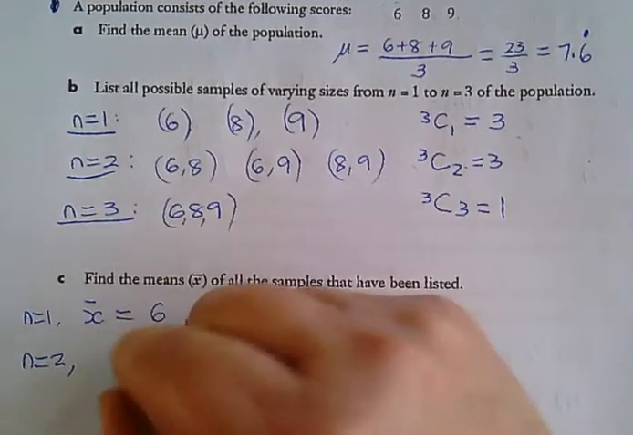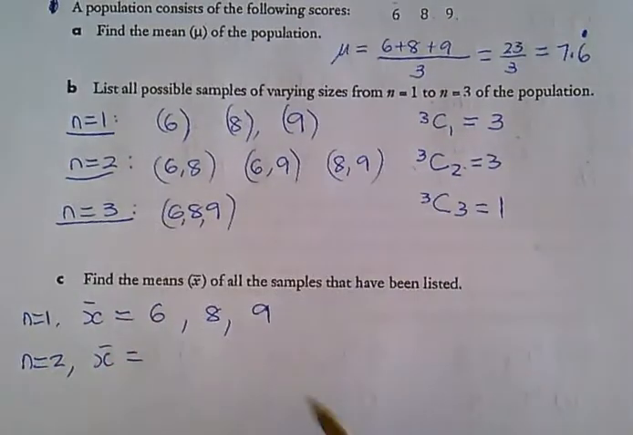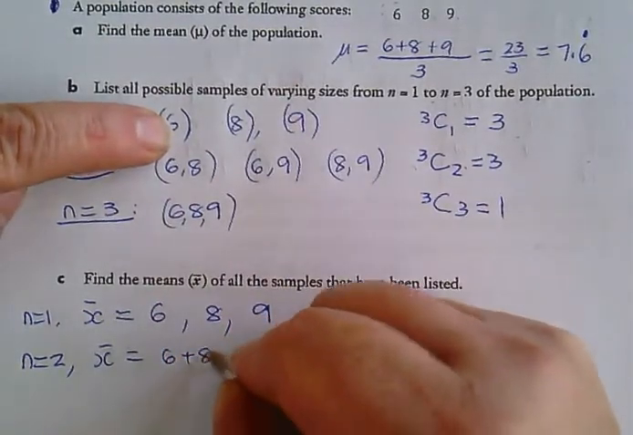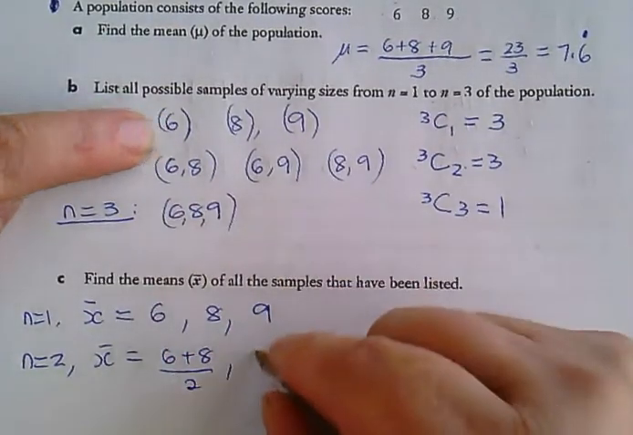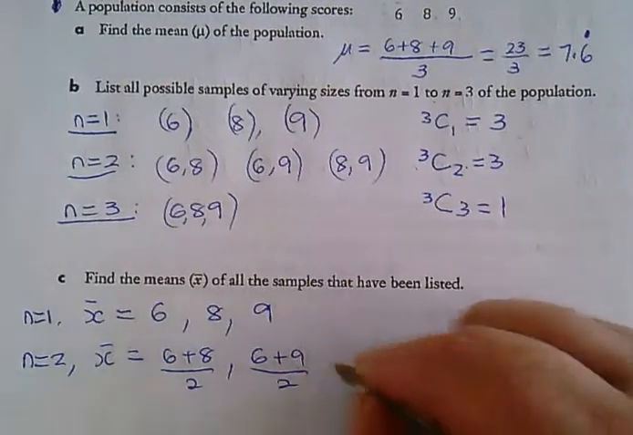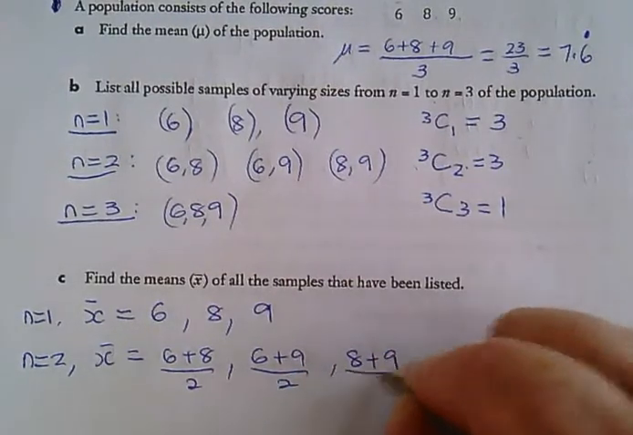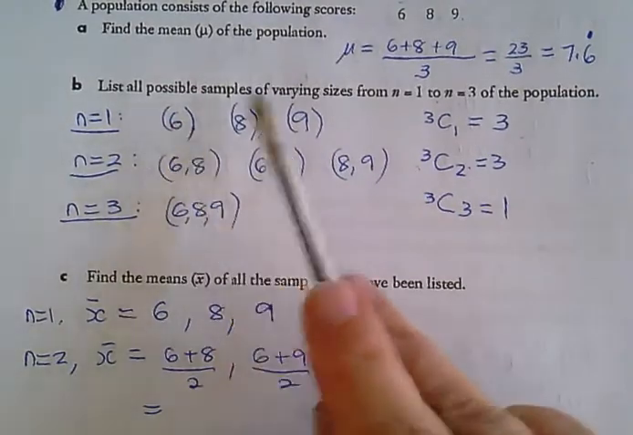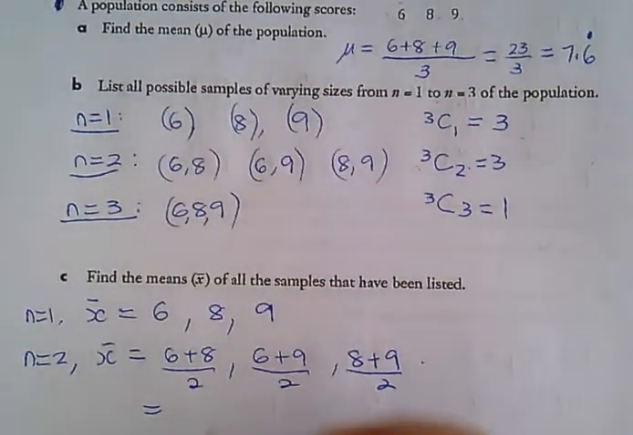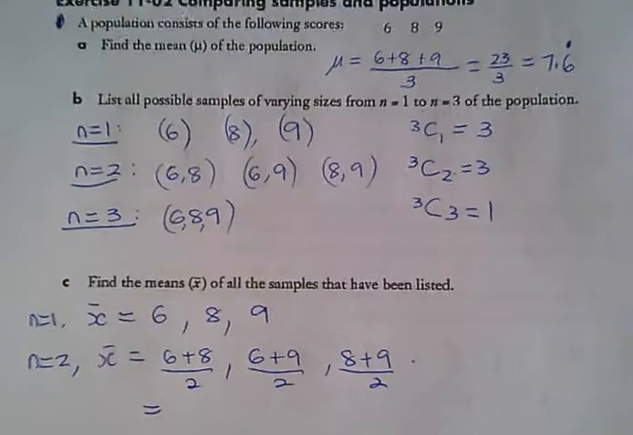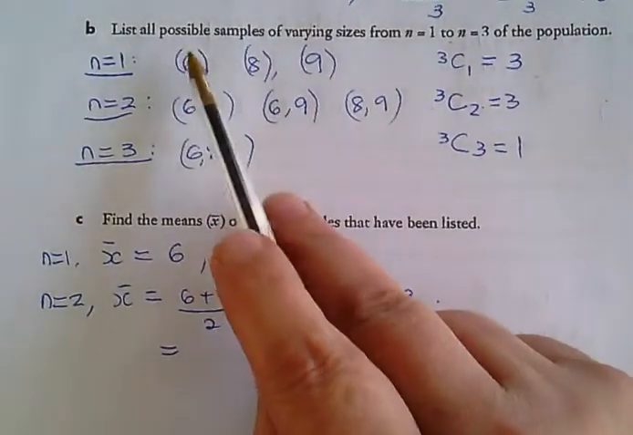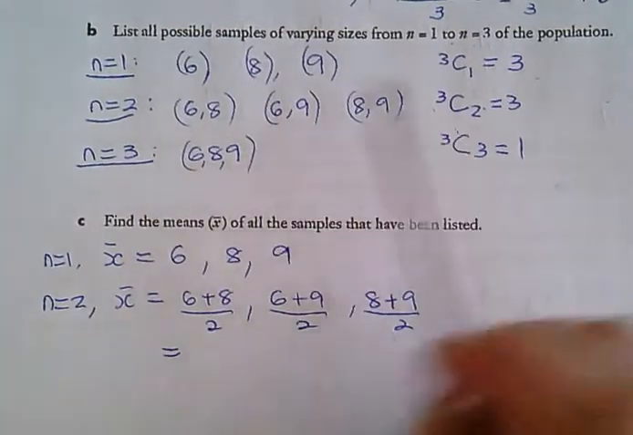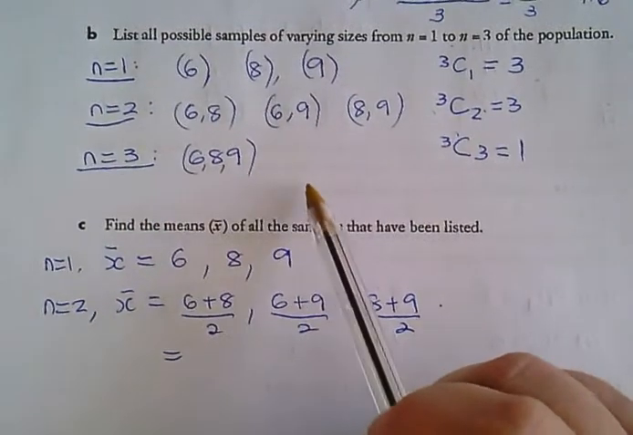For n is 2, my means are 6 plus 8 over 2, 6 plus 9 over 2, 8 plus 9 over 2. I'm just going to show the working. Do you get that? They're my averages. I'm working out the average of each group. Do you get what I'm doing? So they're my groups with 1 number in them. They're my groups with 2 numbers in them. That's my group with 3 numbers in it.